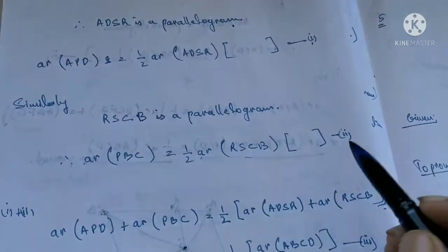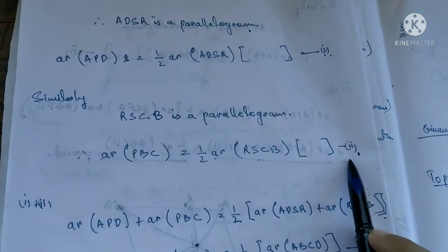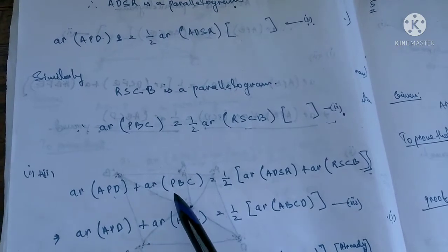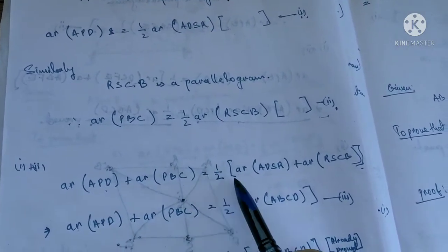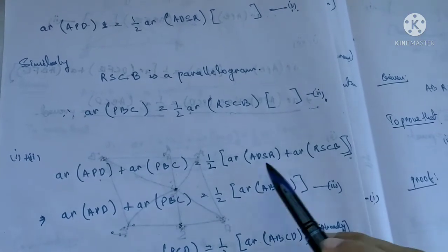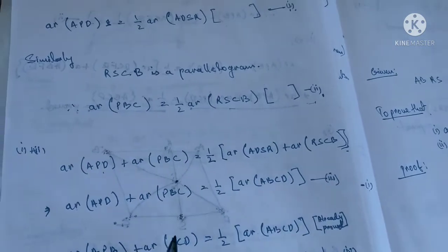Finished. This is our equation 2 and this will be equation 1 and this will be equation number 2. Now 1 plus 2 if I do, then I will get area of APD plus area of PBC is equals to half, it will be common, area of ADSR plus area of RSCB. Now area of ADSR plus area of RSCB, I will get area ABCD.